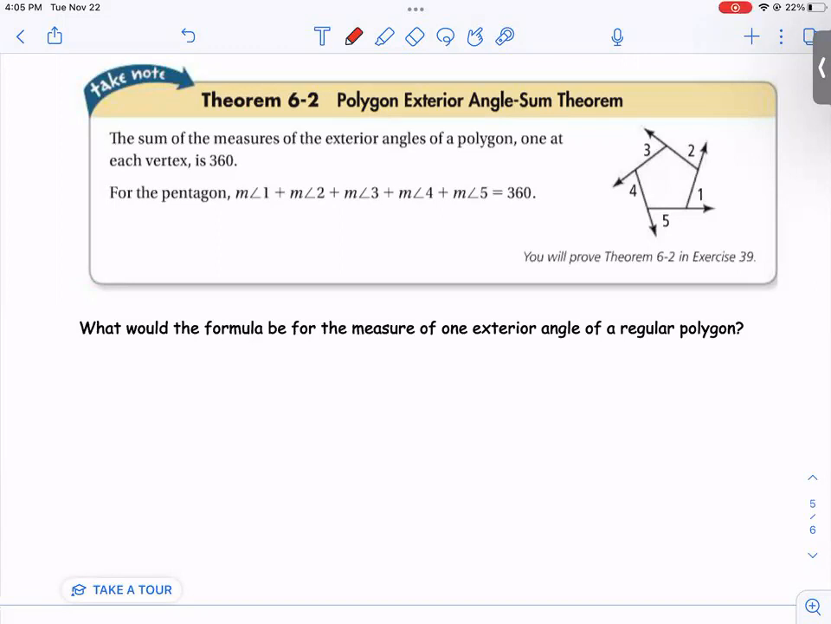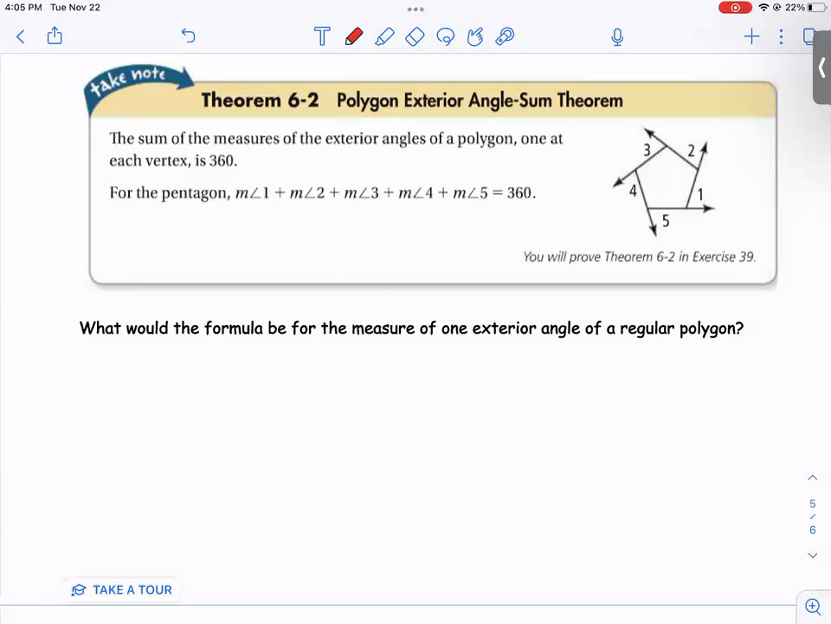So 1, 2, 3, 4, and 5, if you were to add all 5 of those angles together, you get 360 degrees. And this will be true for any shape. So you can figure out what the measure of one of these would be if you take 360 and essentially divide it by the number of sides that you have.